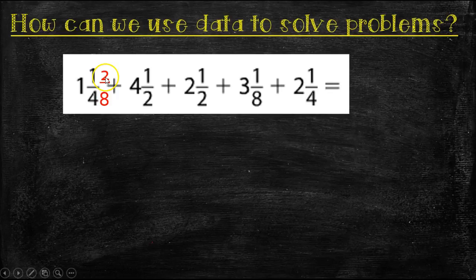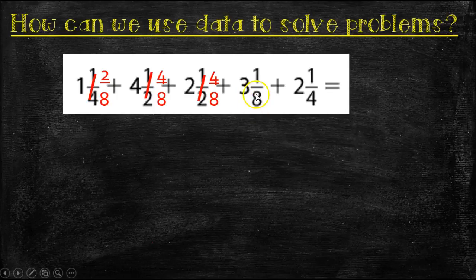1 times 2 is 2. And then we'll cross out that part of the fraction. We'll do the same thing here. 1/2 is the same thing as 4/8. Cross out that fraction. Do we have to do anything here?